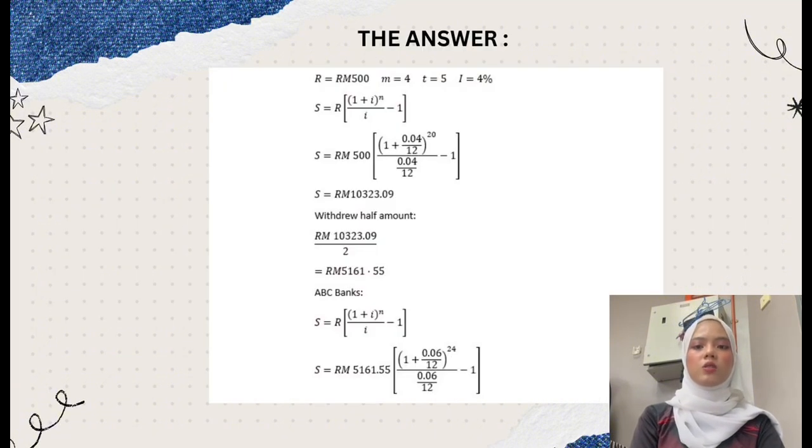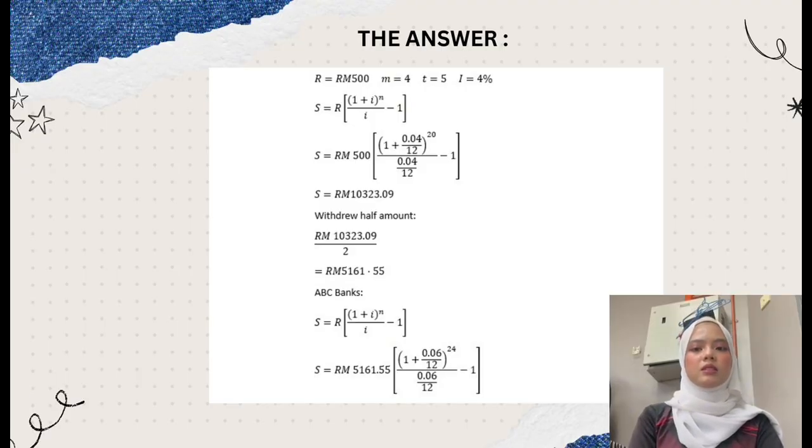In this question, we use the future value of an annuity formula, which is S equals R open bracket (1 plus i) power n minus 1 close bracket divided by i. R represents the regular payment, i is the interest rate per period, and n is the total number of payments. From the question, the payment R is RM500, the interest rate is 4% per year, compounded quarterly, and the investment period is 5 years. Since the interest is compounded quarterly, we divide 4% by 4 to get the quarterly interest rate, and the total number of payments is 5 times 4, which gives 20 periods.